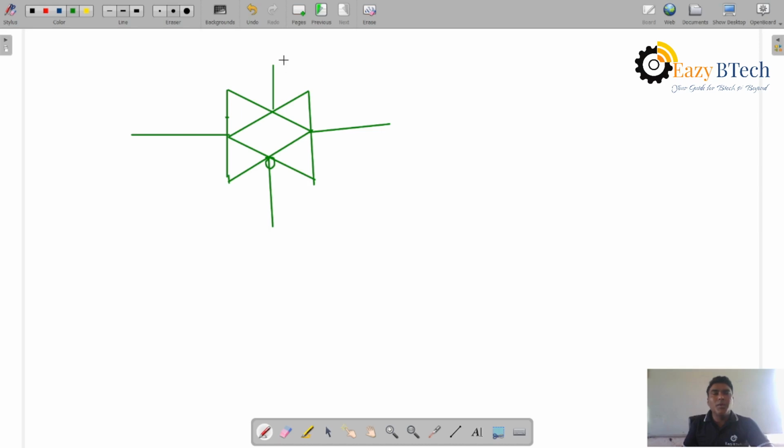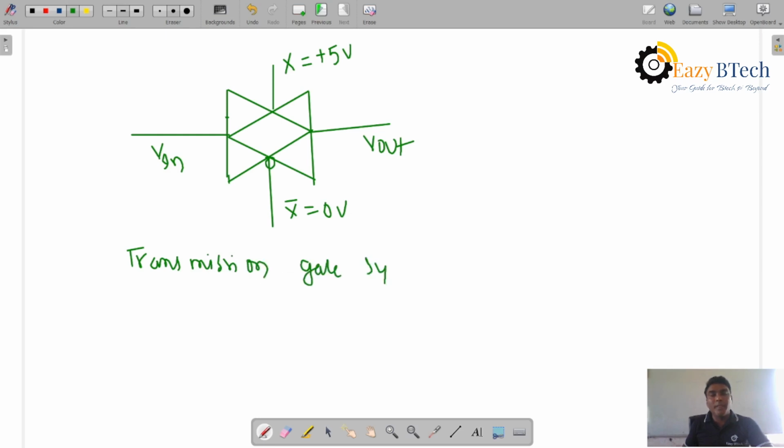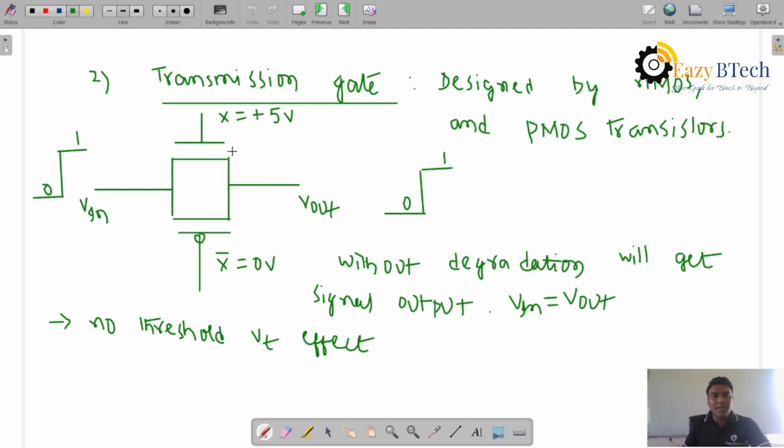So this is a bubble representation. X is equal to plus 5 volts we are applying. X complement is equal to 0 volts we are applying. Now, we can say it is V in and V out of the pass transmission gate symbol. It is a transmission gate symbol. Then the previous one is a circuit transistor representation, the transmission gate designed by transistor design. So there is a symbol representation and a gate level representation.